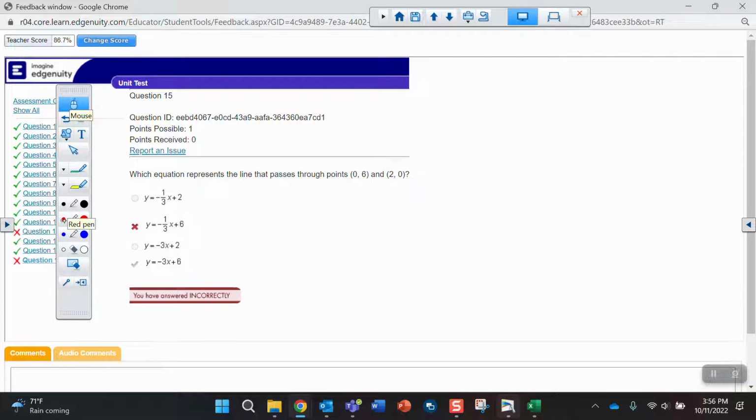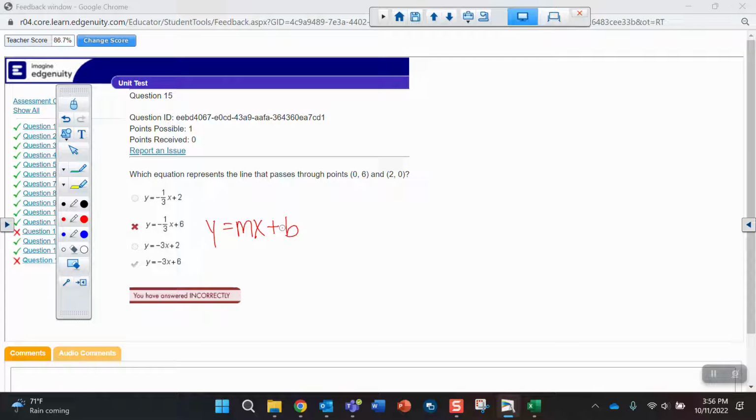Okay, let's go to question 15. Which equation represents a line that passes through the points 0, 6, and 2, 0? Man, I love this slope stuff. These equations are in slope-intercept form: y equals mx plus b.